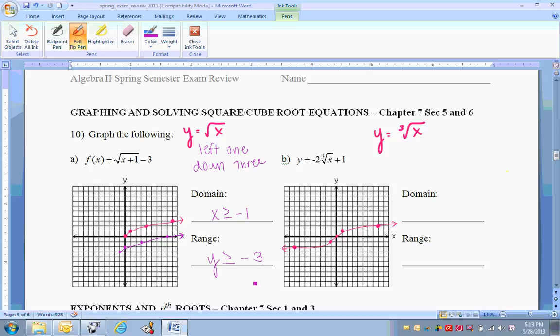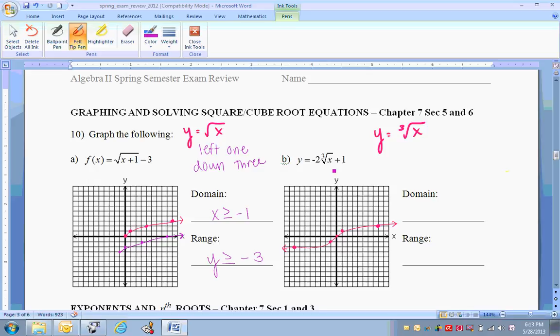Okay, moving on to part B. They've given us the equation y equals negative 2 times the cube root of x plus 1. Well, the parent function is y equals the cube root of x. And we're going to go ahead and apply the transformations needed.